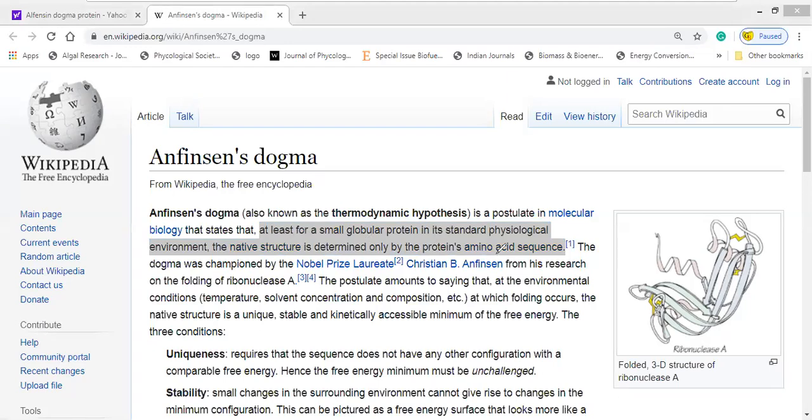The majority of proteins which are smaller in size have their structure determined only by the protein's amino acid sequence. Okay. Now, what do you mean by this? Christian Anfinsen told how to determine the structure of a protein. Supposing there is a protein molecule. Now, which type of structure is this particular protein going to assume? That will depend upon which type of amino acids it has.